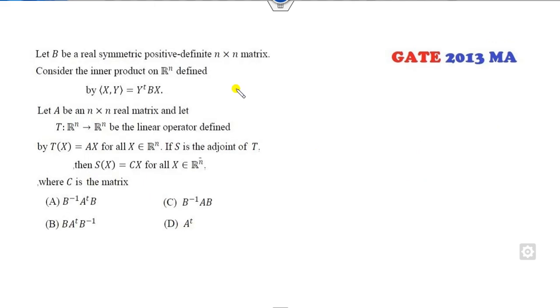Now look at this another one, which is given to you as a real positive symmetric matrix. The inner product is defined like here. N is any cross matrix, which is defined like this. S is the adjoint of T. What is the meaning of the adjoint of T? That means I can denote it like here.